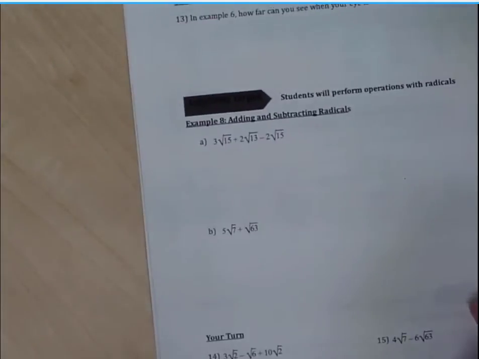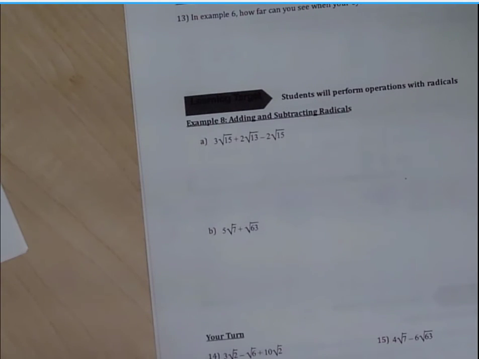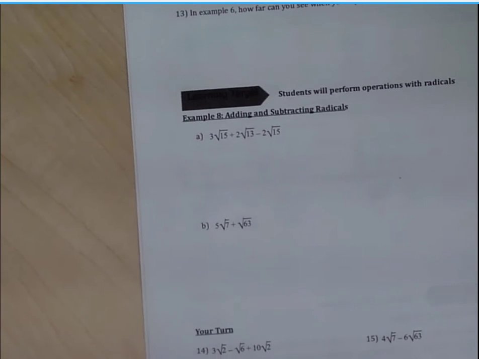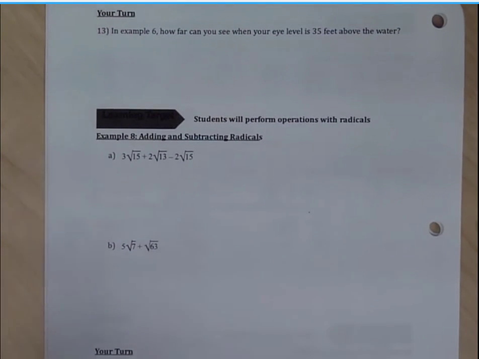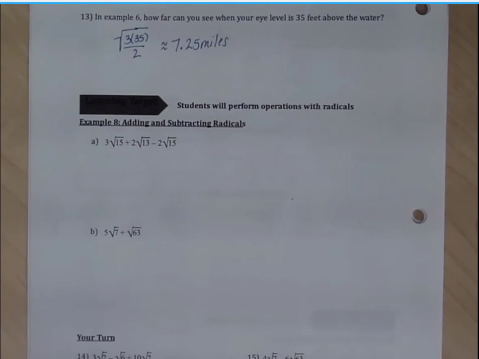All right, so now it is your turn. So go ahead and do example 6. Pause, and when you're done, come back and let's check your work. All right, so you ended up with number 13, approximately 7.25 miles.